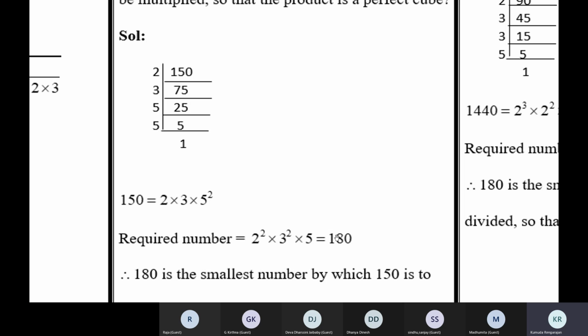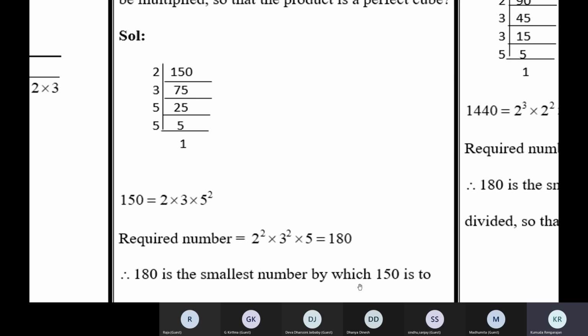And this is the smallest number, by which I told you the other day, smallest number need not be 1, 2, 3, 4, small number. It's not like that. That's not the meaning. There is no number smaller than 180 that can be multiplied to 150 to make it a perfect cube. So 180 is the smallest number.